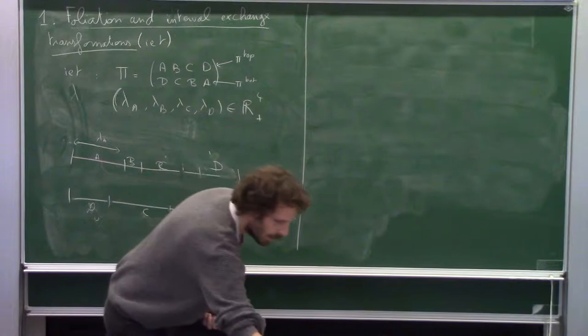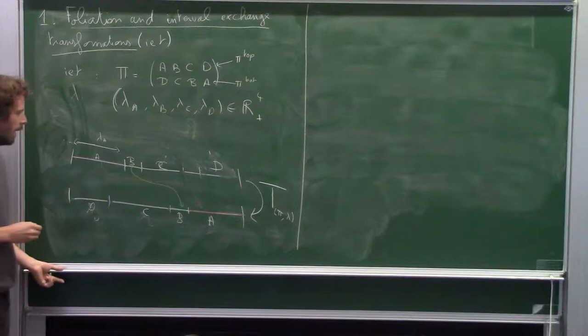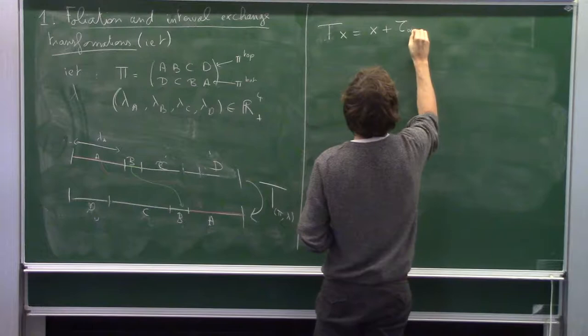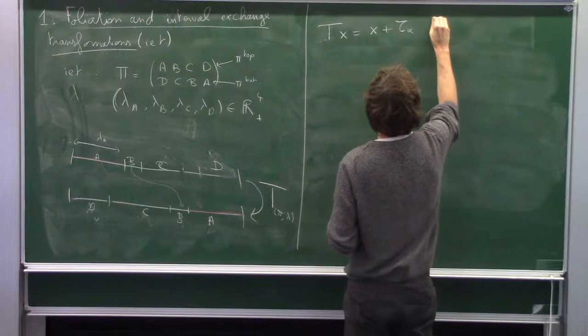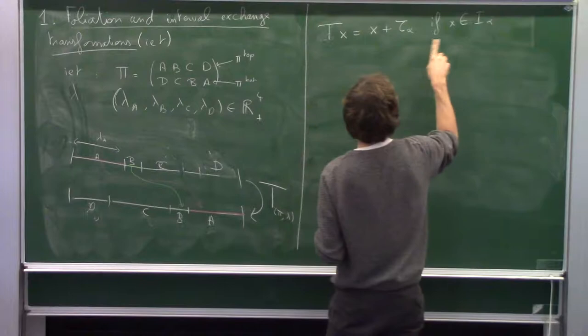And just to make it clear, the interval B is just mapped here by another translation. And what are the translations? So tau A, so T of X is just equal to X plus tau alpha, where alpha depends on which domain you are in. If X belongs to I alpha, and I need to define what is tau alpha and I alpha. So I alpha is just the interval labeled with the letter, given later, and tau alpha.